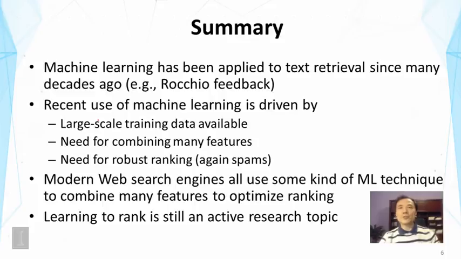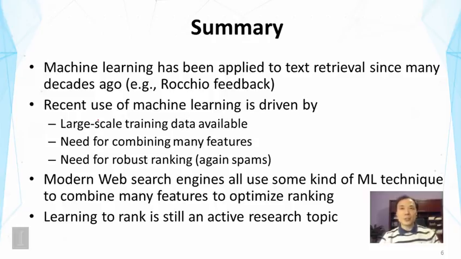Secondly, it's also driven by the need for combining many features. This is not only because there are more features available on the web that can be naturally used to improve scoring. It's also because by combining them, we can improve the robustness of ranking. So this is designed for combating spams. Modern search engines all use some kind of machine learning techniques to combine many features to optimize ranking. And this is a major feature of these commercial engines such as Google or Bing.